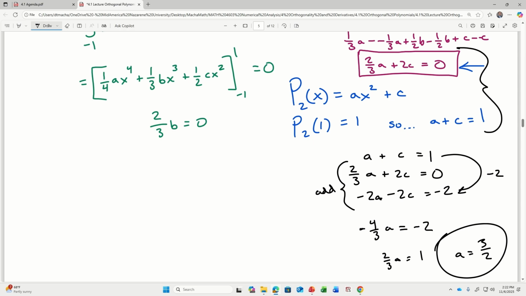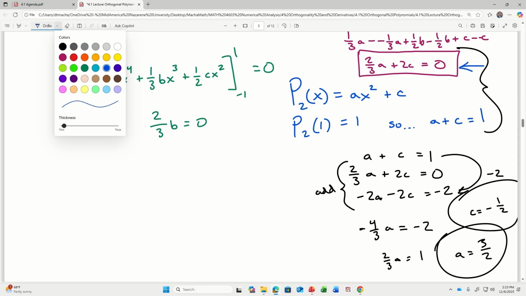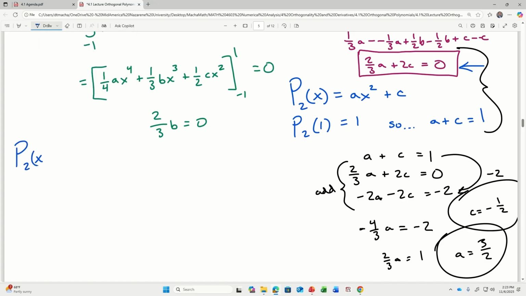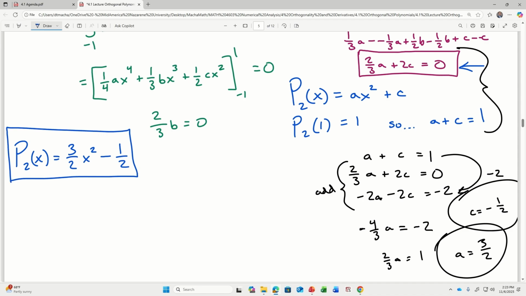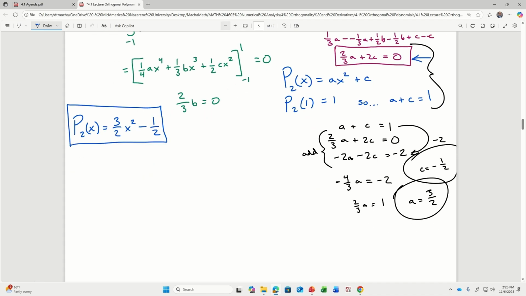And if a is equal to 3/2, c needs to be equal to what? -1/2. So we're ready to write down p2 of x is equal to 3/2 x squared minus 1/2. That has to be the Legendre polynomial of degree 2.